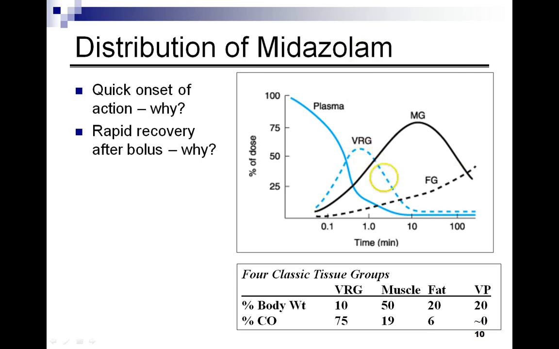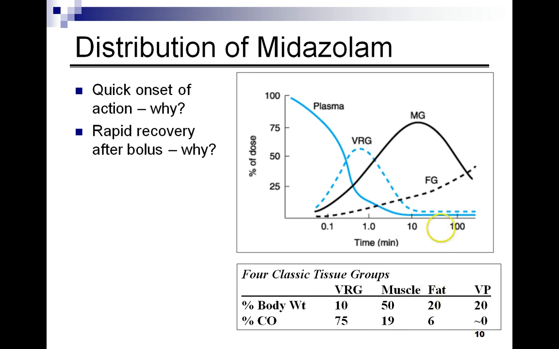And then, after about 10 or maybe 20 minutes, levels of drug in the vessel-rich group have dropped. Where has the drug gone? Well, it started to build up in the muscle group and the fat group. These are body compartments which make up a larger part of our body weight, but don't get as much cardiac output. And so it takes longer for the drug to move into those tissue groups.